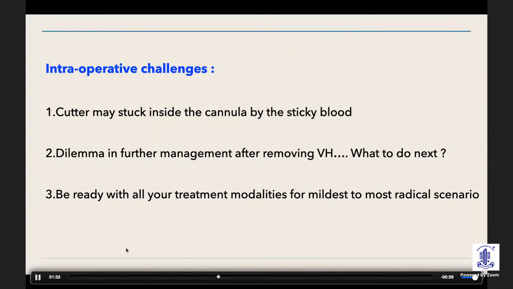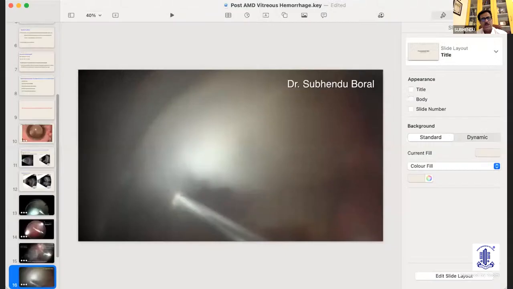Sorry, I'm directly coming to my slide. What are the intraoperative challenges of this kind of situation in post-AMD vitreous hemorrhage? The cutter may get stuck inside the cannula by the sticky blood, a point I already highlighted. And there is the dilemma in further management: after removing the vitreous hemorrhage, what to do next? If there is a submacular scar, nothing can be done. If subretinal hemorrhage is there, then you can treat the patient with intravitreal rTPA or subretinal rTPA as well as anti-VEGF injection. So all these options are there.